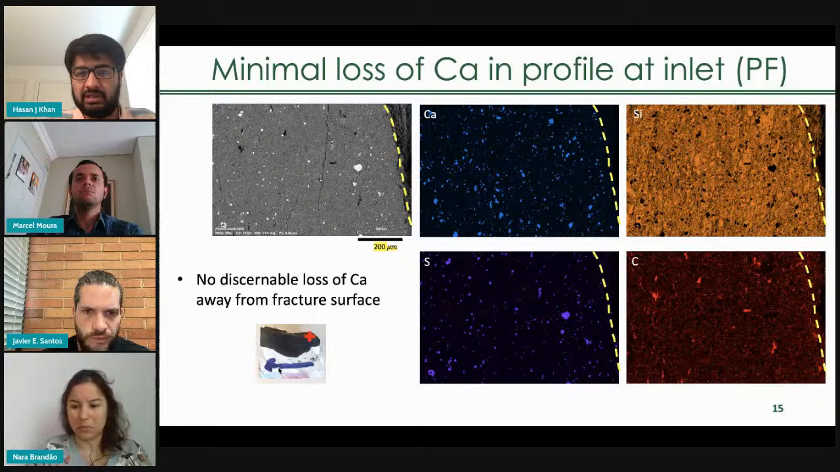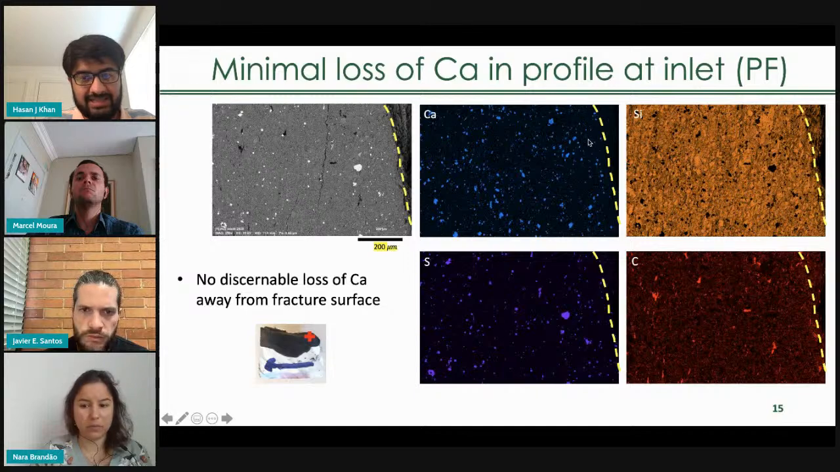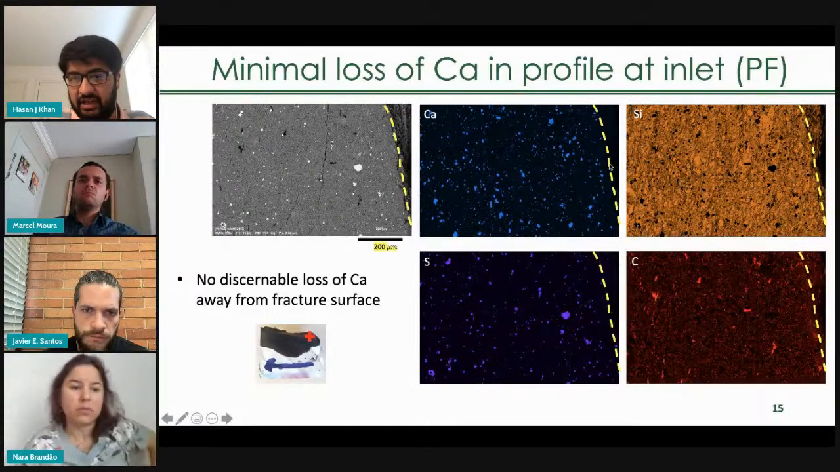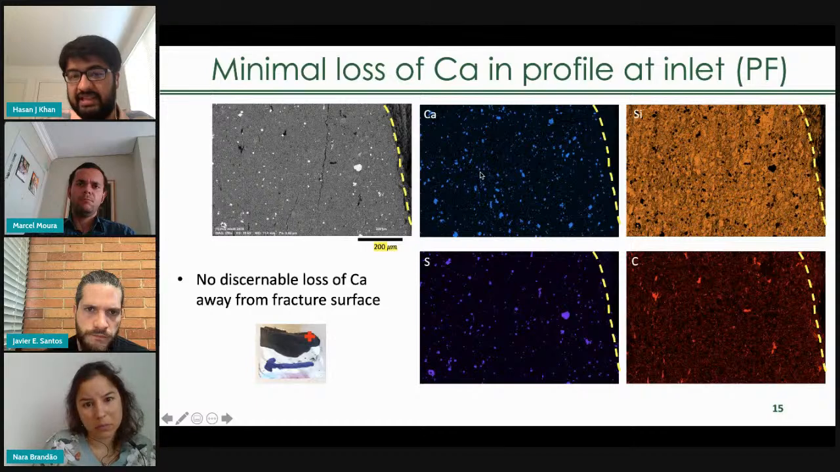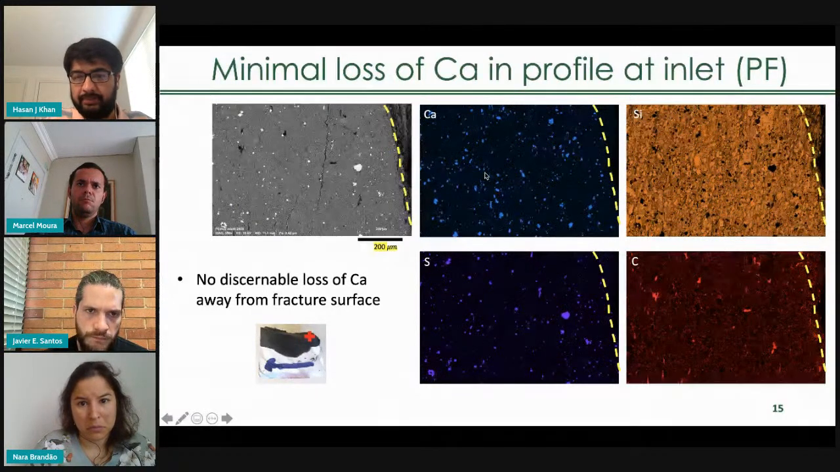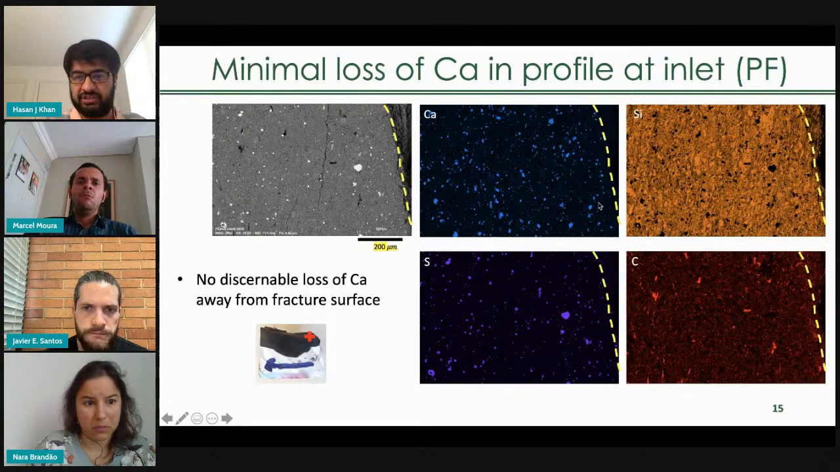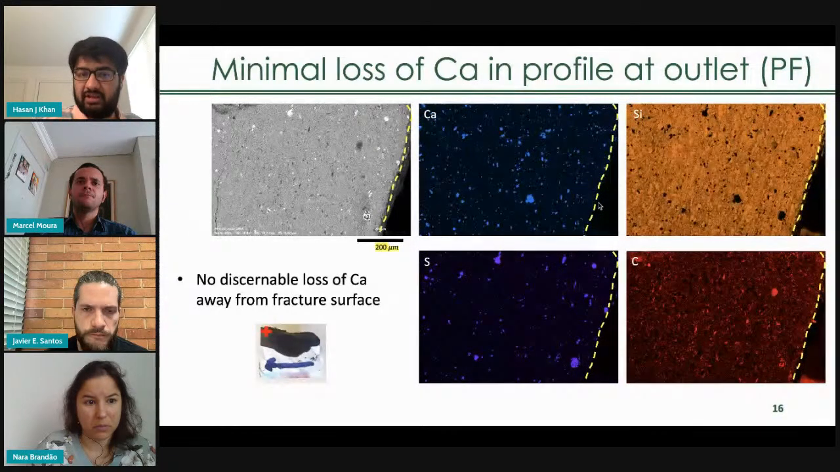Looking at the elemental maps in the profile phase, what we observe is that the calcium map is pretty uniform. We don't see a significant loss of calcium, anything similar to what we observed on the fracture phase. Just to reiterate, the yellow dotted line here is the fracture surface, and moving to the left-hand side is the depth inside the rock, that is, away from the fluid that was flowing on the rock surface. So we see that there was no discernible loss of calcium away from the fracture surface at the inlet. Similarly, we measured the characteristics at the outlet, and saw similar results. We don't see a discernible loss of calcium away from the fracture surface in this instance as well.